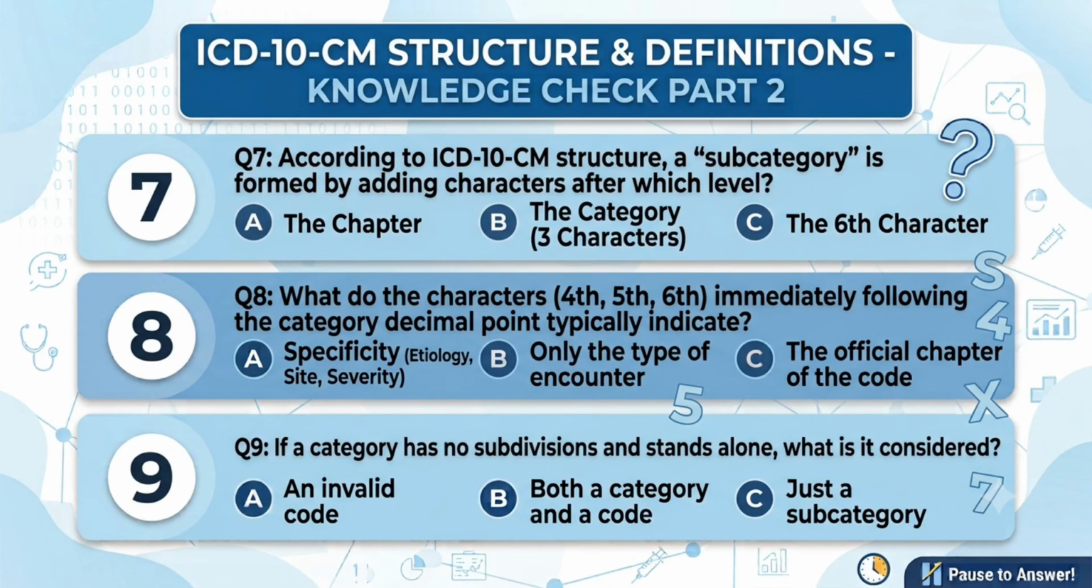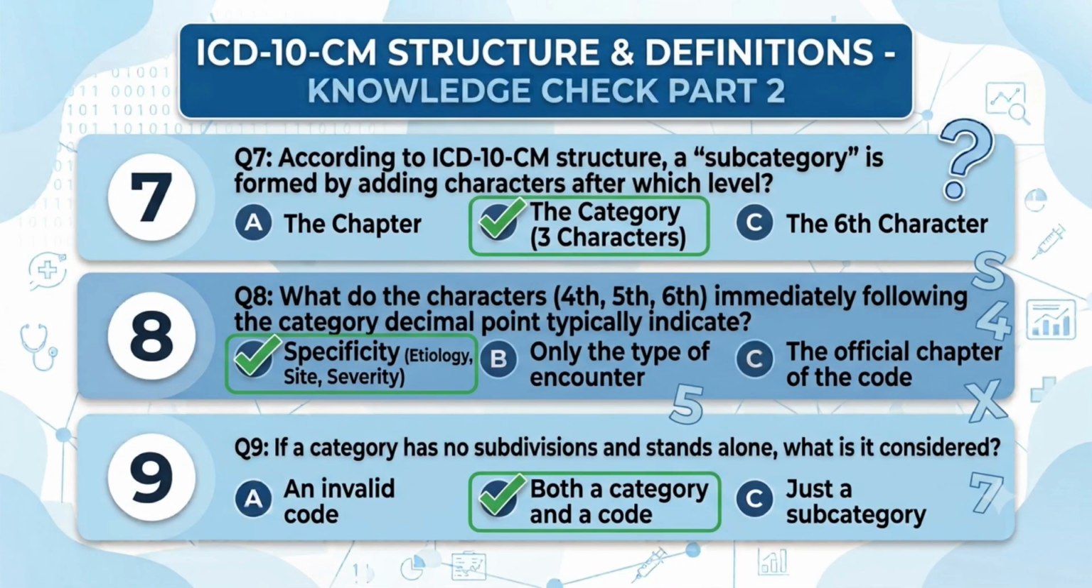All right, it's time for the final round. Let's finish strong with these last 3 questions on subcategories and structural definitions. We're testing you on where a subcategory officially starts, what those characters immediately following the decimal point indicate, and what we call a standalone category that has no subdivisions. Look at the options carefully and pause the video right now to lock in your final answers. And that is a wrap. Let's see your final score.